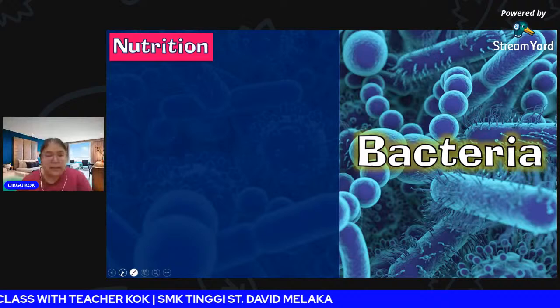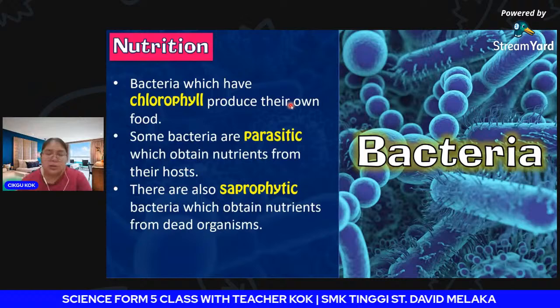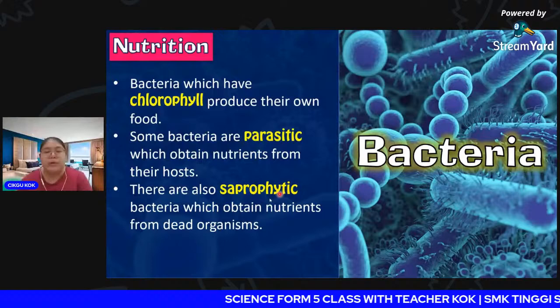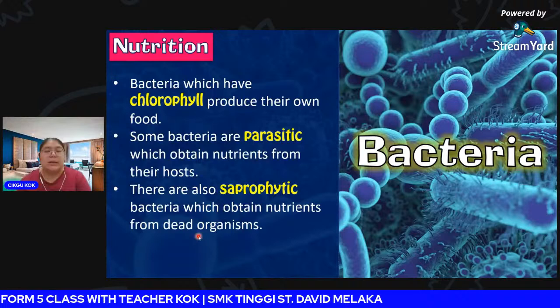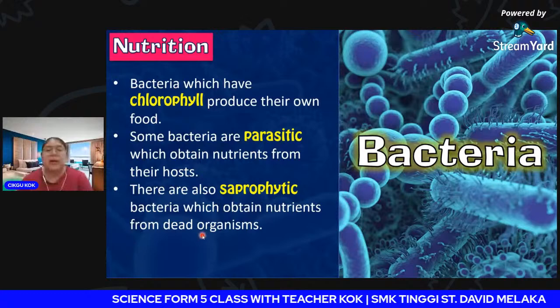Some bacteria, not all, have chlorophyll, which means they can produce their own food. But some bacteria are parasitic. Parasitic means they stay on a host and get food from the host, so the host is still alive. Number two is saprophytic. Saprophytic means they get nutrients from a dead organism. For example, a plant or wood in the forest: they stay on the surface of the wood and get nutrients from there. We call that a saprophyte.